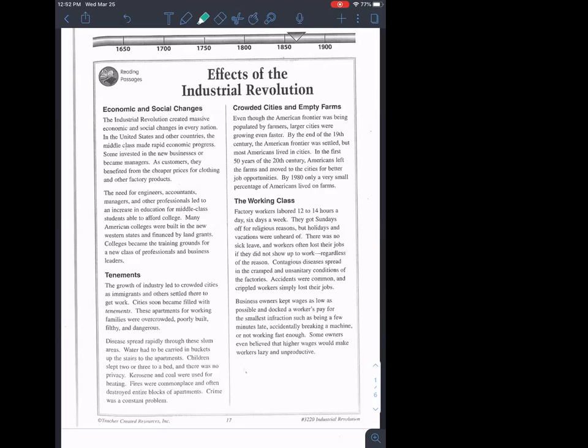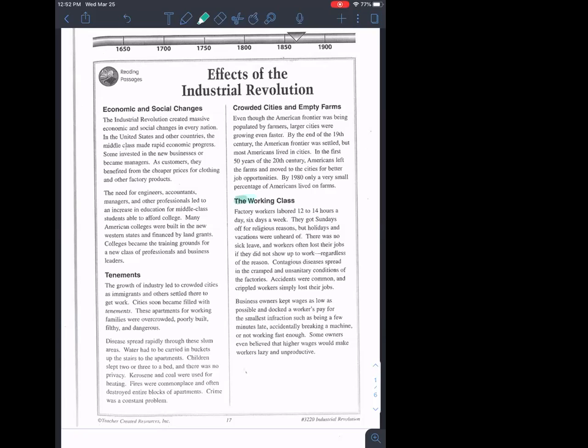Even though the American frontier was being populated by farmers, larger cities were growing even faster. By the end of the 19th century, the American frontier was settled, but most Americans lived in cities. In the first 50 years of the 20th century, Americans left the farms and moved to the cities for better job opportunities. By 1980, only a very small percentage of Americans lived on farms.